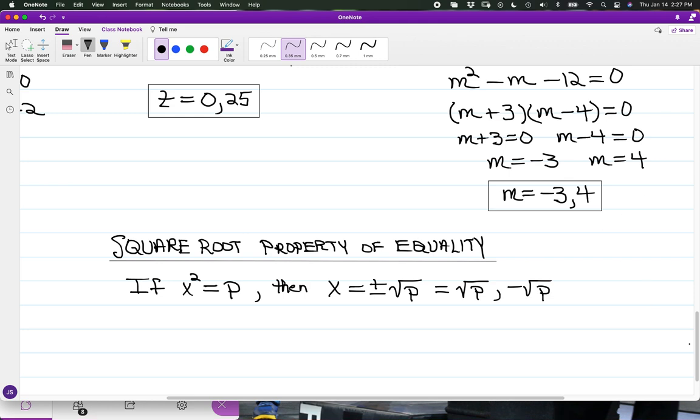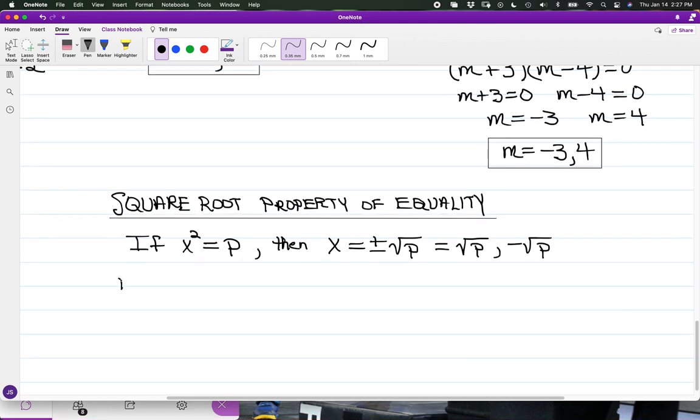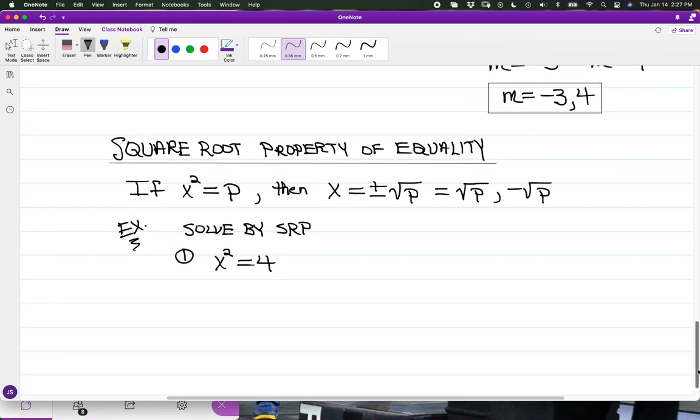And let's take what we have among examples. Say you're solving by the square root property of equality, which I'll just call SRP. Say we have x squared is equal to 4. So you're solving for x, and we have x squared is equal to 4.